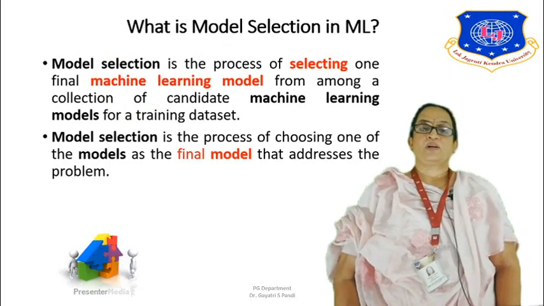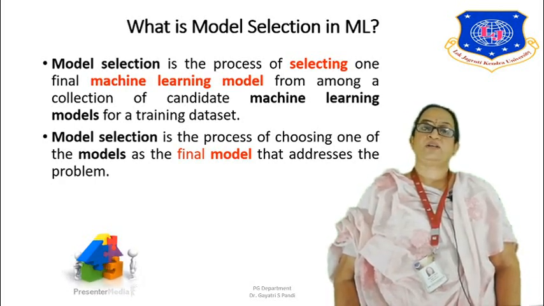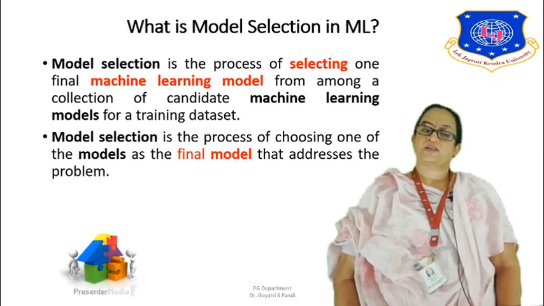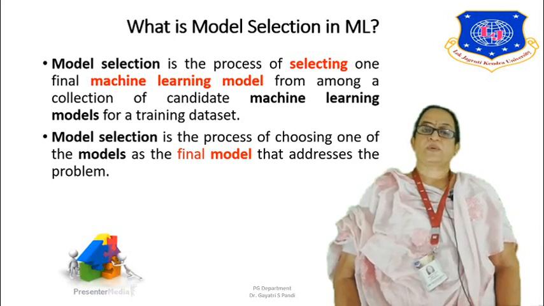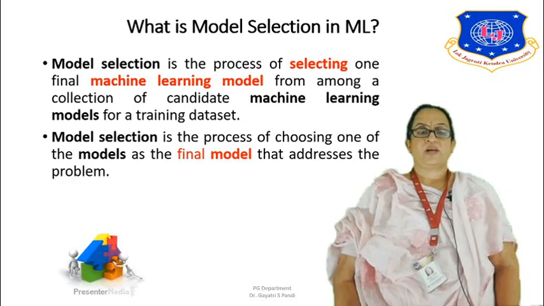So what is model selection? Now we'll see about model selection in ML. This is basically a process of selecting one final machine learning model from among a collection of candidate machine learning models for a training data set. So model selection is the process of choosing one of the models as the final model that addresses the problem. Finally, among the various models you select one model which is going to give you the best results, right? It's going to address the major problem.